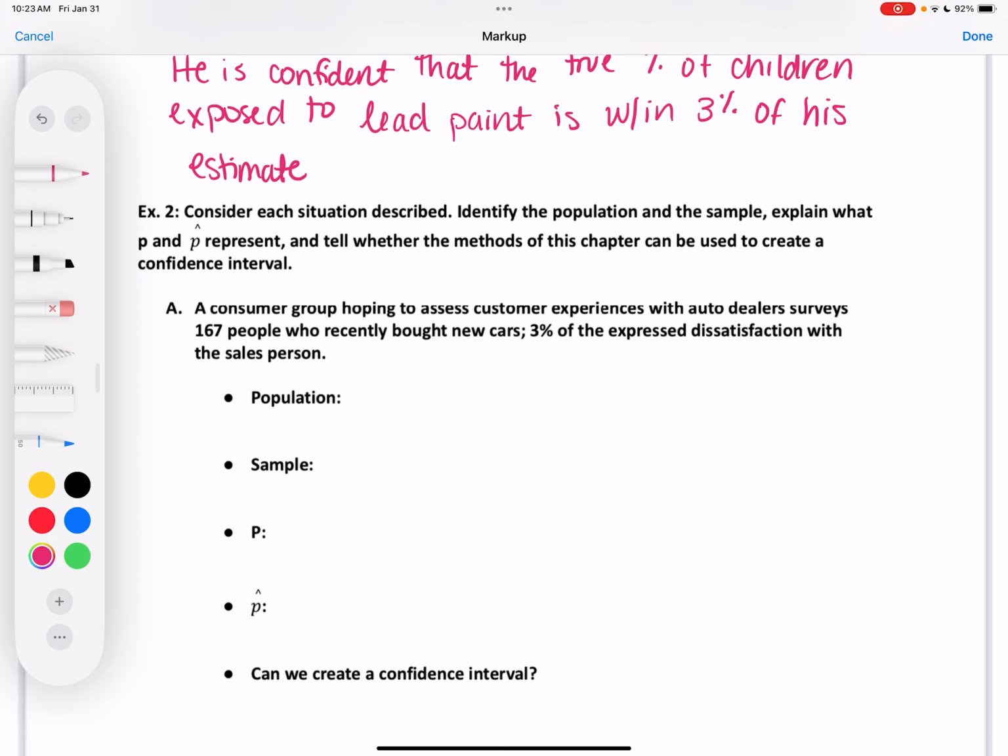167 people who recently bought new cars. 3% of them expressed dissatisfaction with the salesperson. So, the population is all people who recently bought new cars. It's like everybody. Then the sample is the actual people who we are surveying, so the 167 people surveyed.